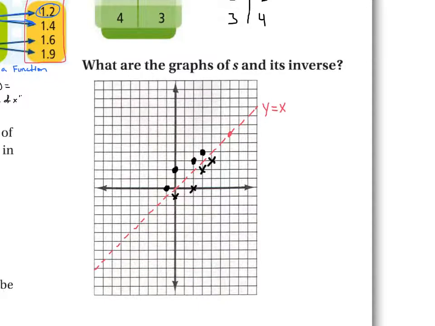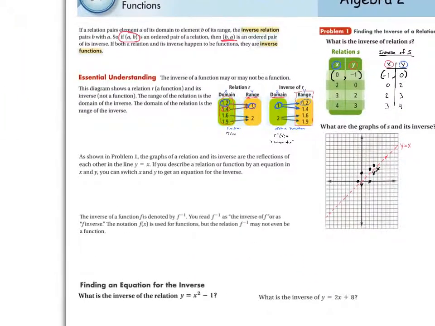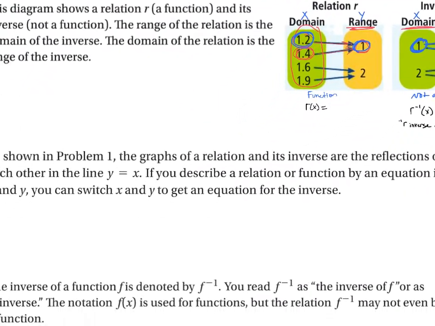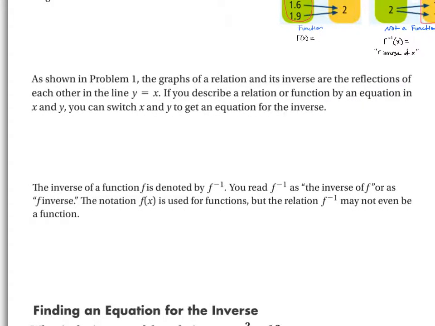So that tells us certain information. Let's take a look at our notes over here. I apologize, I have these two little paragraphs kind of flipped around, so we'll go in the same order, but I should have had them flipped. Looking at this top paragraph, it says, as shown in problem 1, the graphs of a relation and its inverse are the reflections of each other in the line y equals x. If you describe a relation or function by an equation in x and y, you can switch x and y and get the equation of the inverse.